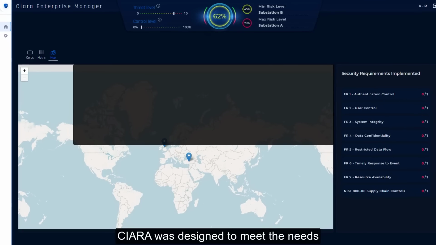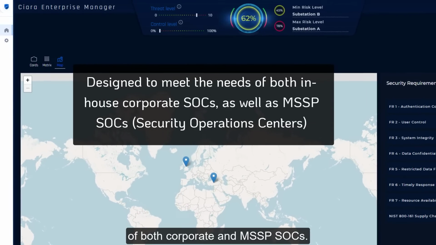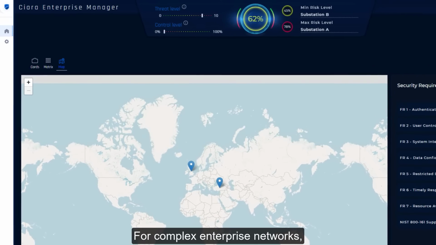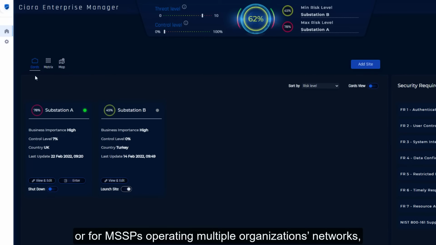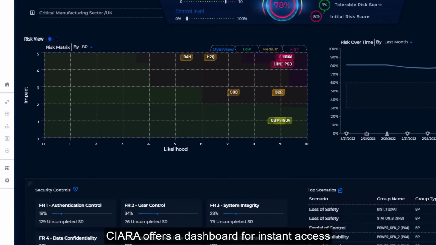CIARA was designed to meet the needs of both corporate and MSSP SOCs. For complex enterprise networks, or for MSSPs operating multiple organizations' networks, CIARA offers a dashboard for instant access to each and every connected network.